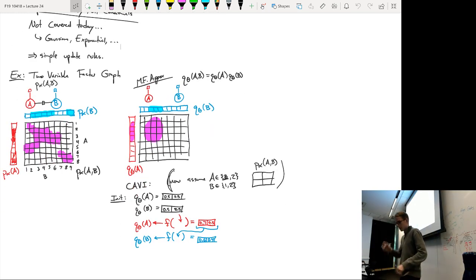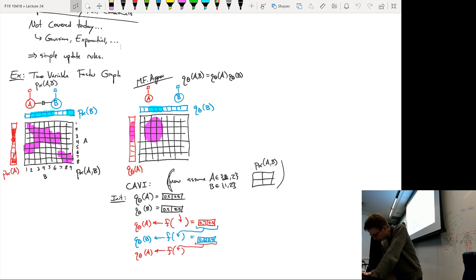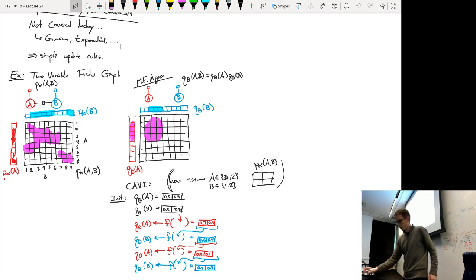And we just repeat this back and forth, right? Now we go back to A. Q theta of A gets updated as some function of these values, and maybe now it's concentrating 0.9, 0.1. And then finally Q theta of B updates to some function of these, which is maybe 0.7, 0.3. And we just run this until convergence.